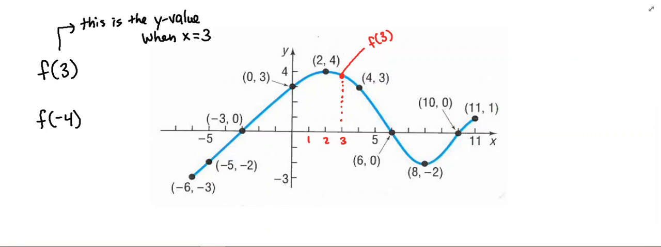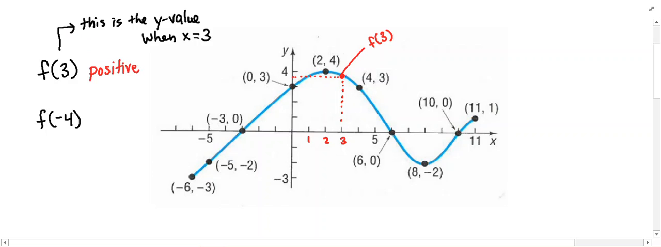All right, so here is f of 3, like I said, and again, it falls between positive 3 and positive 4, so that means that f of 3 is going to be positive. This point on the graph is above the x-axis, and remember, any point above the x-axis has a positive y value. Any point below the x-axis has a negative y value. Okay, so always remember that.